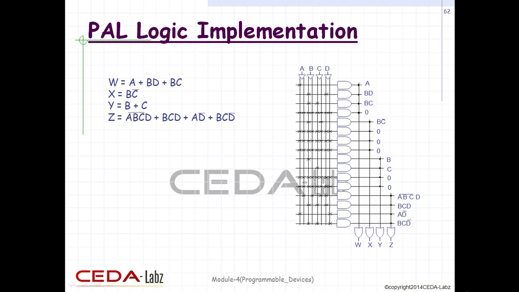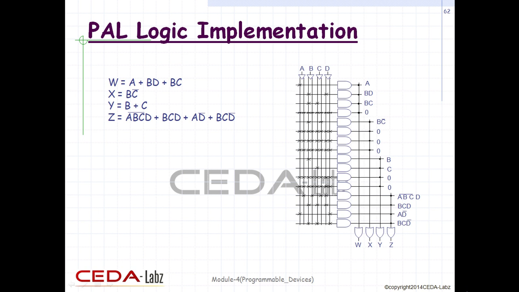As each AND gate generates a product term, we burn each product term as shown in the figure. The connected connections are shown by cross. Each output function W, X, Y, and Z is shown by OR gate. The connections for respective OR gate functions are shown by dot in the figure.